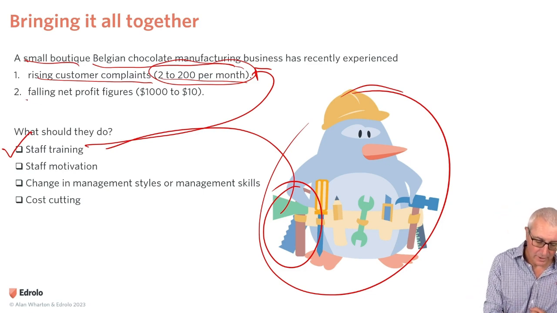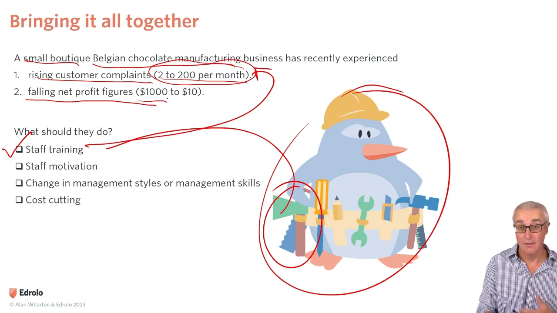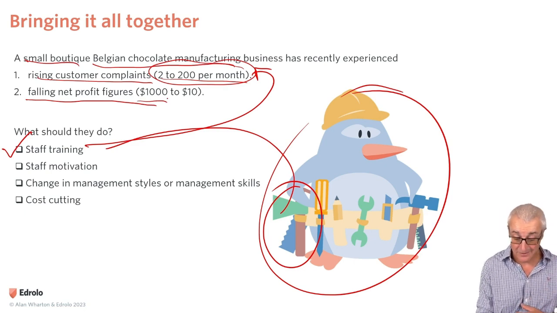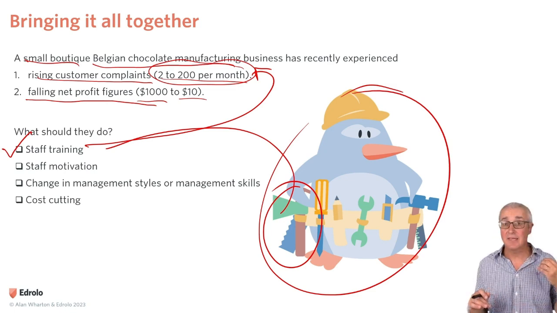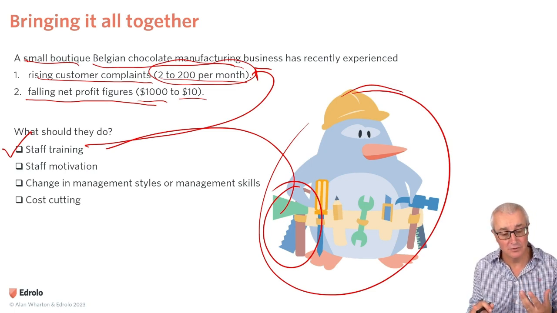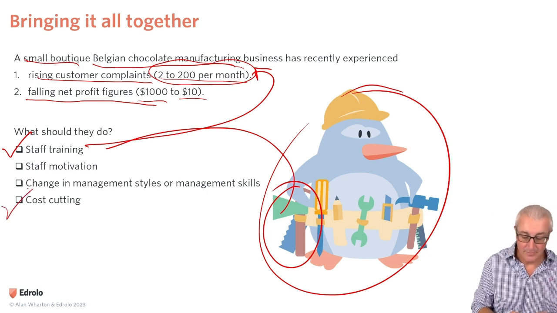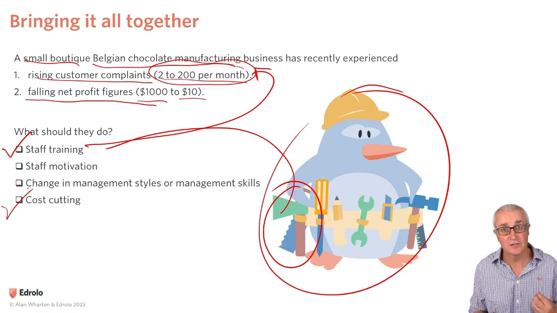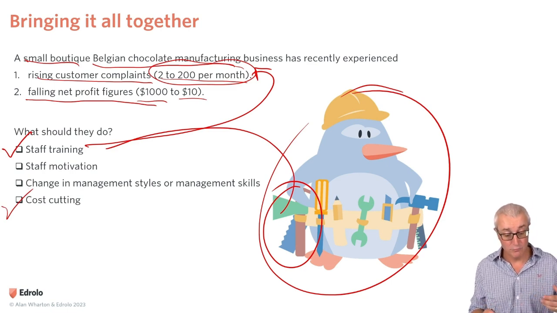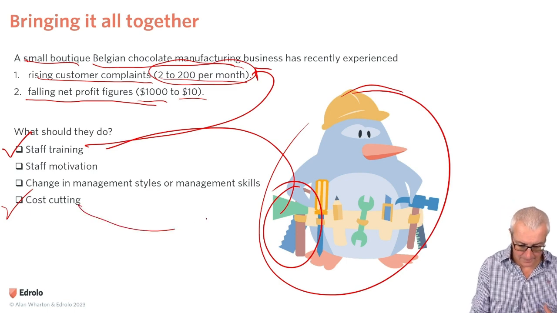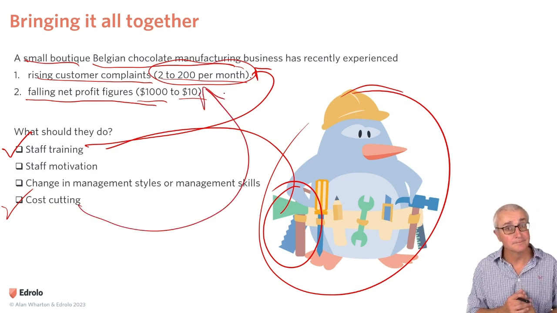Let's take another one. Okay, maybe we've got falling net profit figures. We were making $1,000 from our chocolates, but now that's only $10. Again, let's break this one down. We're thinking, okay, so profit figures are revenue minus expenses. We were making $1,000, now we're only making $10. What could we do to solve that problem? Maybe we could use cost cutting. Maybe the raw material costs us too much for the cocoa beans, and we could use alternative suppliers. That will reduce our costs, which will mean that we're going to make more profit.